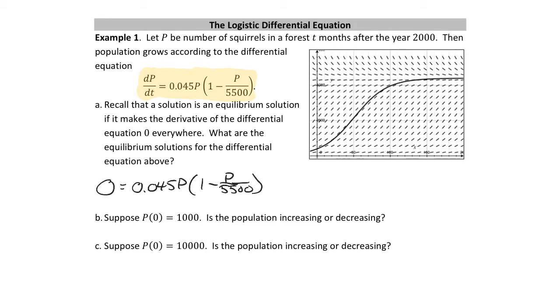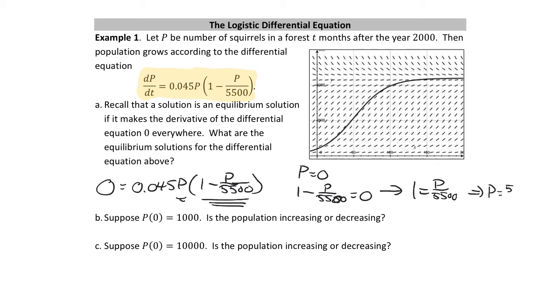When we have a product of things equal to 0, some factor has to equal 0. So either 0.045 equals 0, which of course is not going to be true. P could be 0, though. That's the second factor. Or this last factor could be 0. So 1 minus P divided by 5,500 might be 0, which would mean that 1 is equal to P over 5,500. So P equals 5,500, if you multiply both sides by 5,500. That would be another equilibrium solution.